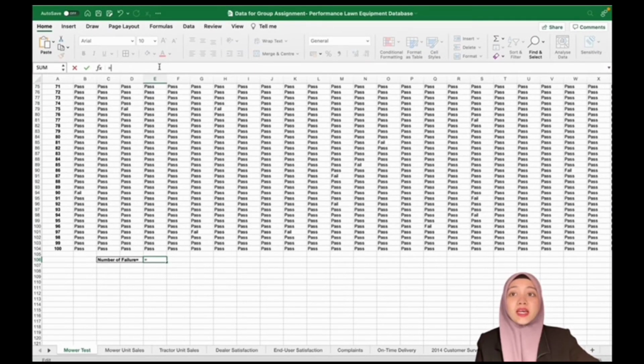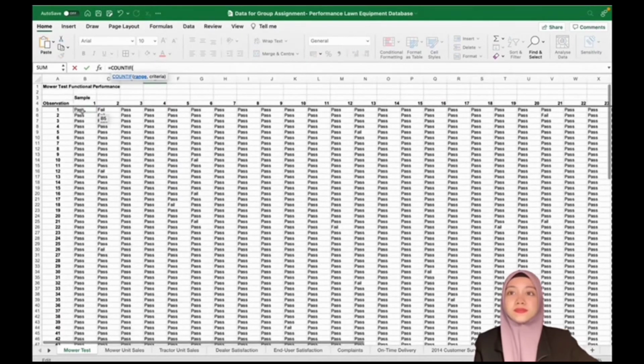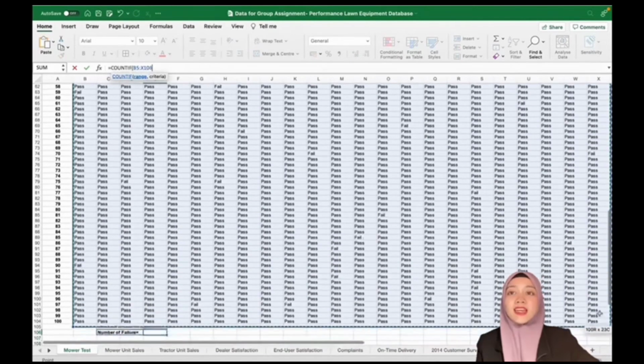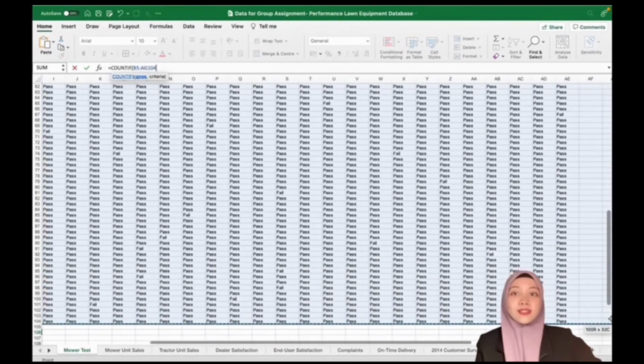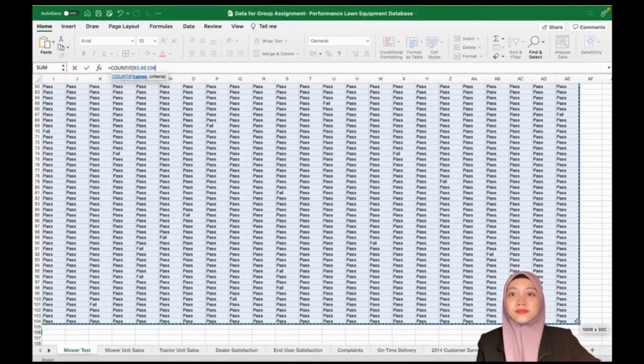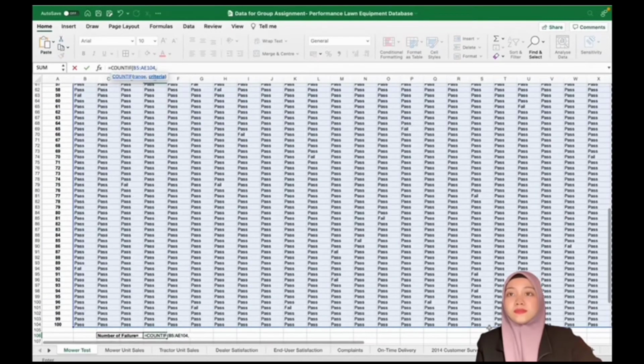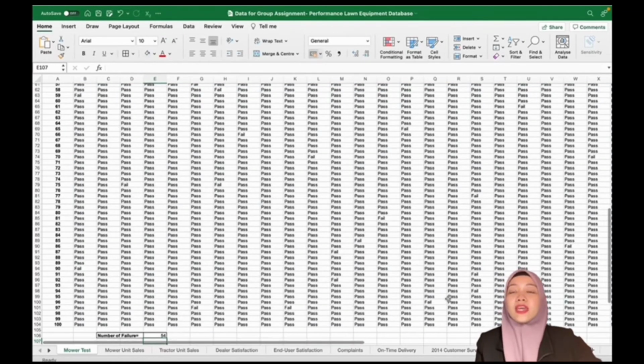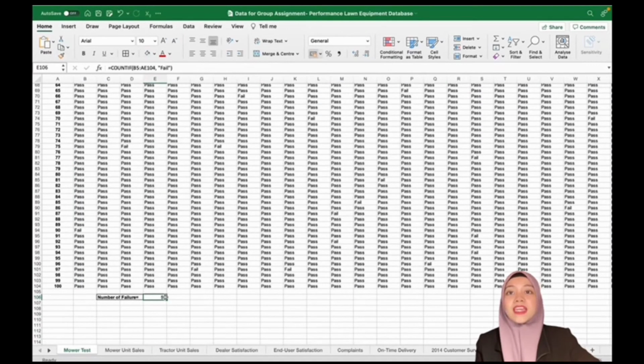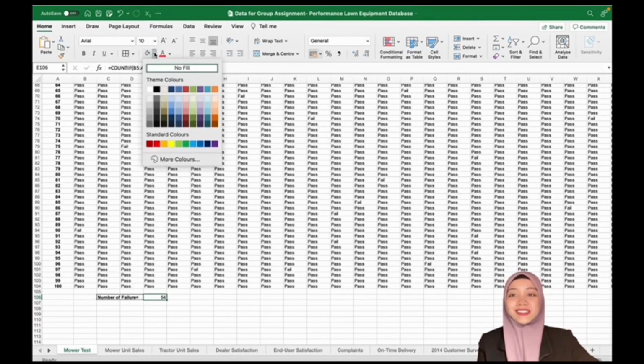So first, we need to type in the function COUNTIF. And then select all the data that are given. Put in a comma and then write fail, and you can close the bracket and then type enter and you get the answer, 54.